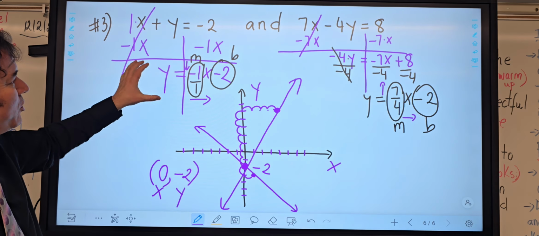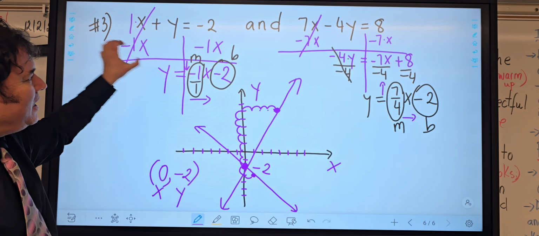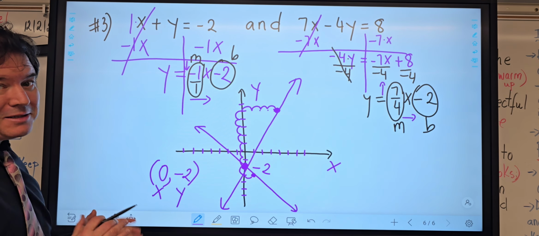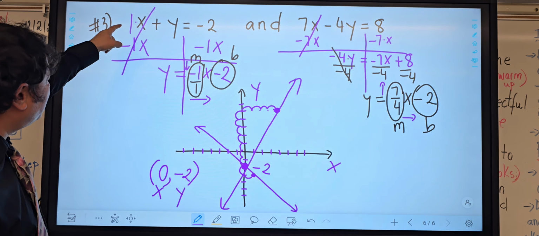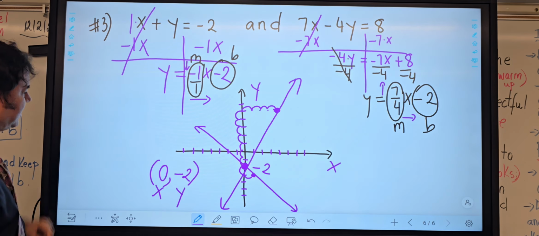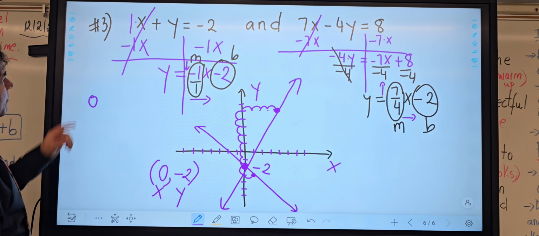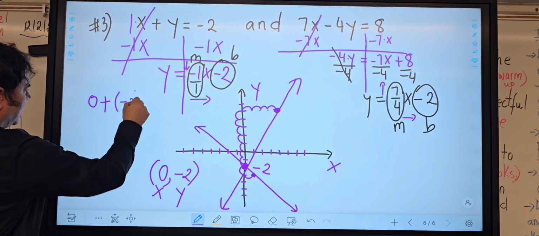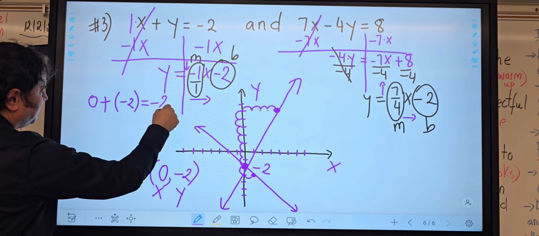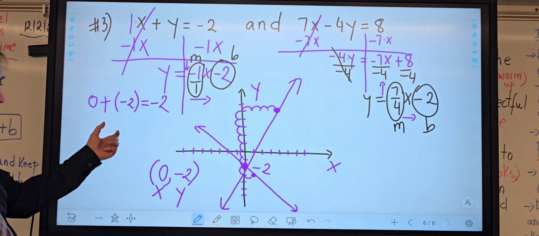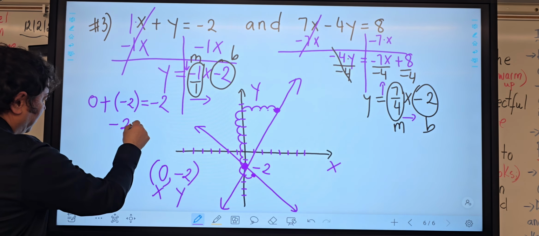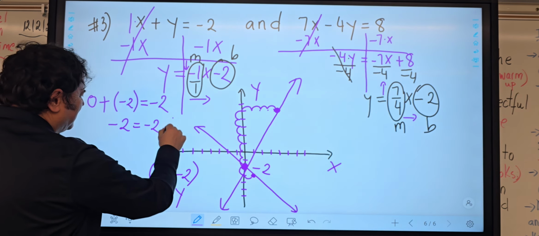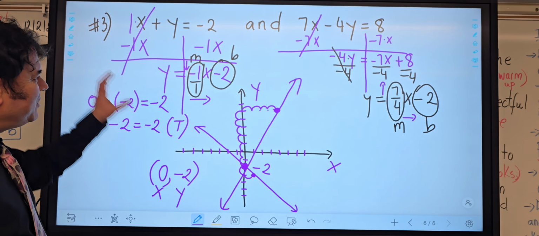And now let's check to make sure that this solution actually satisfies both equations and we get true statements. Otherwise, that's not the solution, right? So let's go. The first one, we have x. Instead of x, we are going to replace with 0. So we have 0 plus y. So plus y is -2. -2 equals -2. And we know that 0 plus -2 becomes -2. -2 equals -2. And in fact, that's a true statement, right? So that's true. So we got it for the first equation.